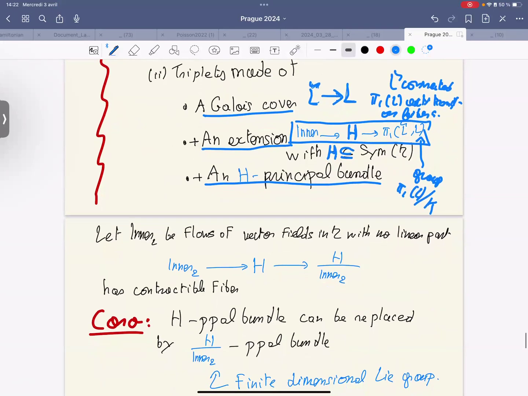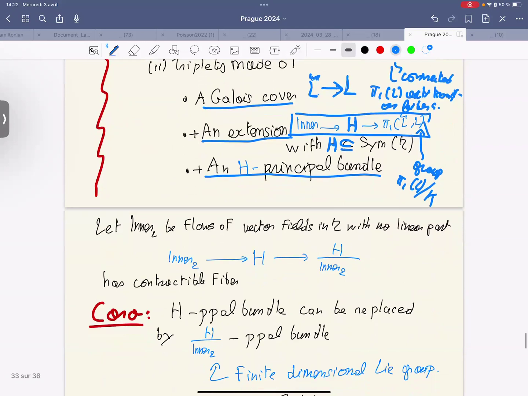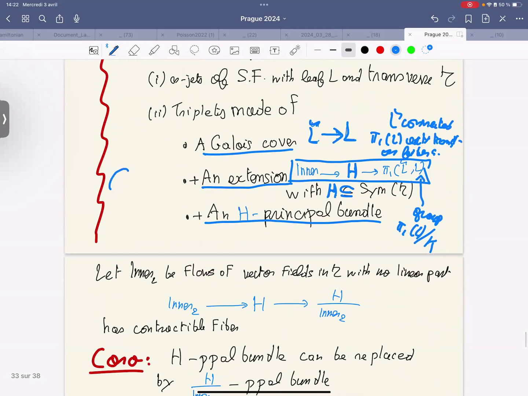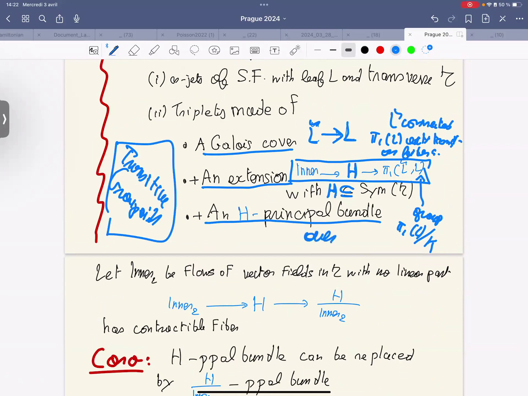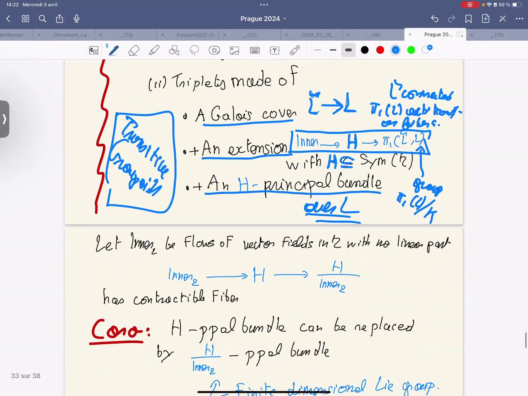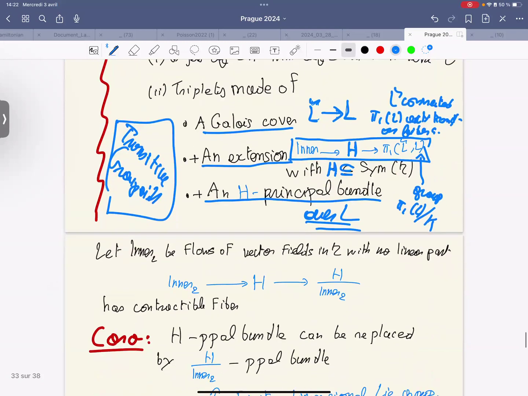Why? Where does it come from? Well, I would just write the keyword. It's groupoids. It's properties even of transitive groupoids. The principal bundle is over L, I suppose. Yes. And what you call Galois cover is just a covering map, no? Yes, just a topological covering, yes.